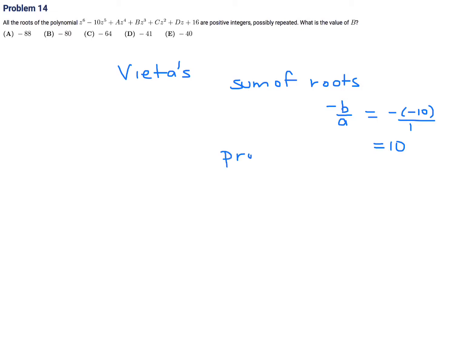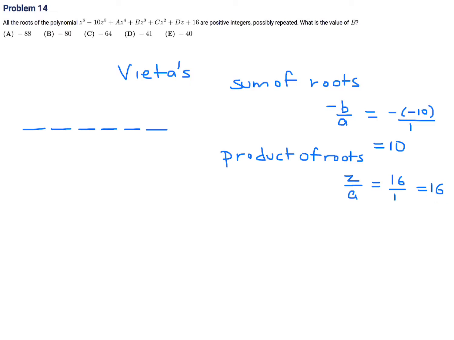And then the product of the roots by Vieta's is z over a. And in this case, that's 16 over 1, which is 16. So I've got 6 numbers, 1, 2, 3, 4, 5, 6. And when I add them, they equal 10. But when I multiply them all together, they equal 16.